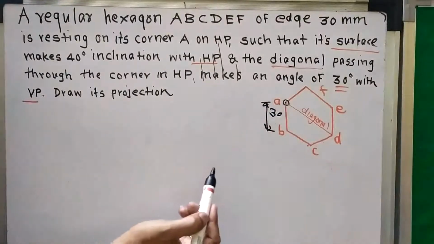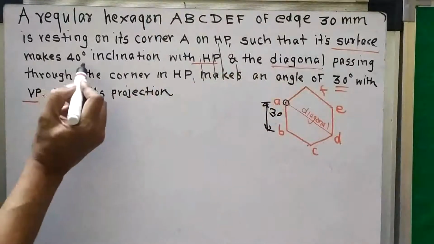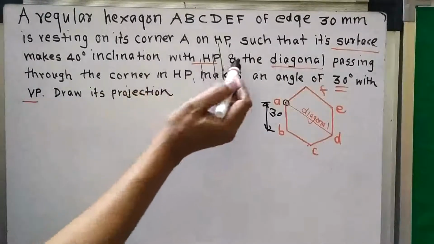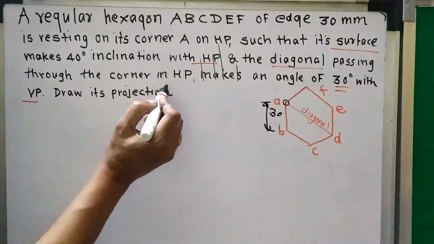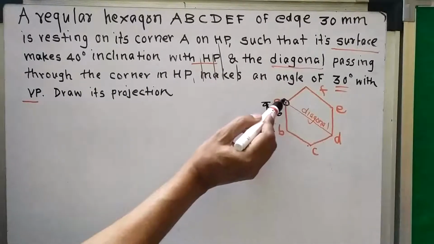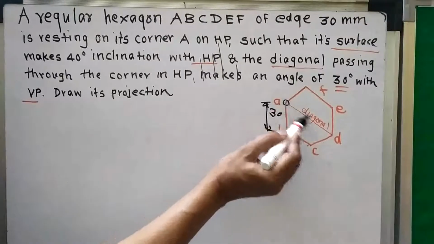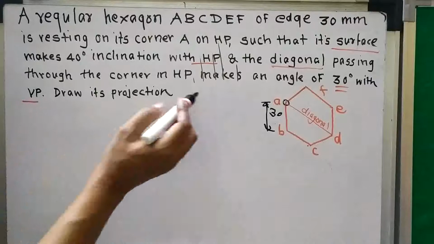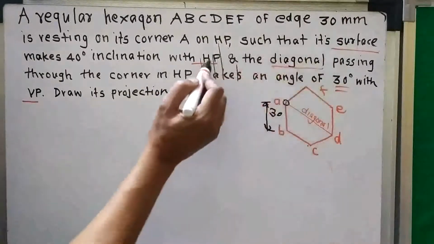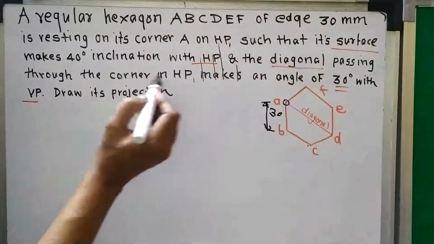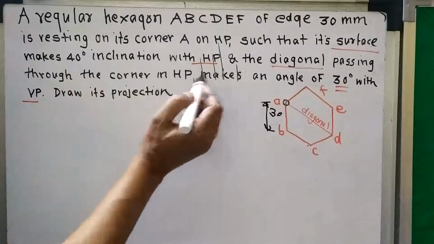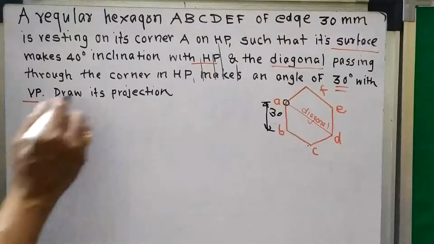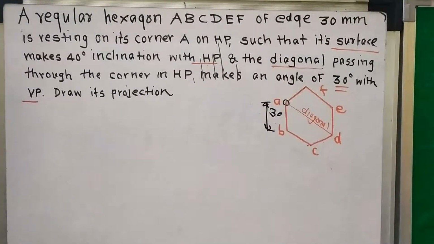So I have selected corner A on HP such that its surface makes an angle of 40-degree inclination with HP. So surface inclination is given with HP, and the diagonal passing through the corner on HP, which is the corner A, and the diagonal passing through A is AD. Now this diagonal makes an angle of 30-degree with VP. So in this problem, surface inclination is with HP and diagonal inclination is with VP, right? So the diagonal passing through the corner on HP makes an angle of 30-degree with VP. Now draw the projection. Now in this case, what you have to do?